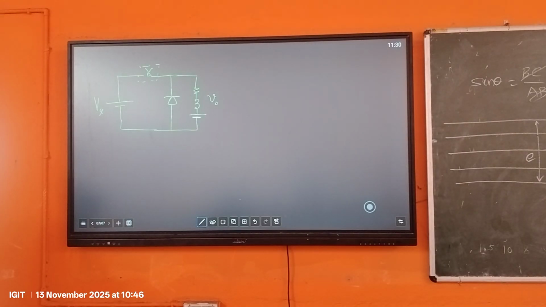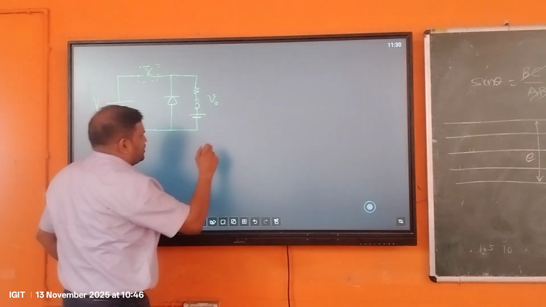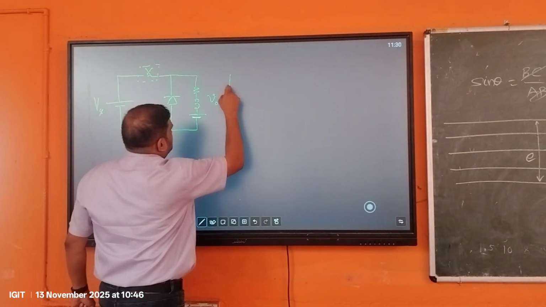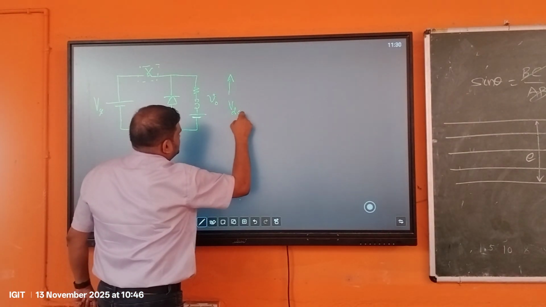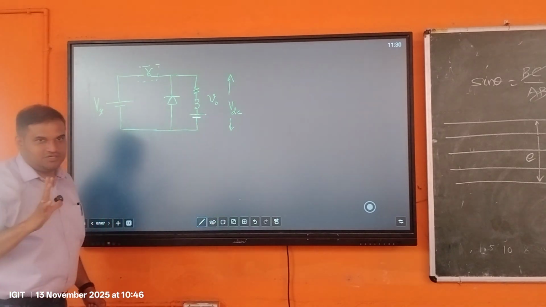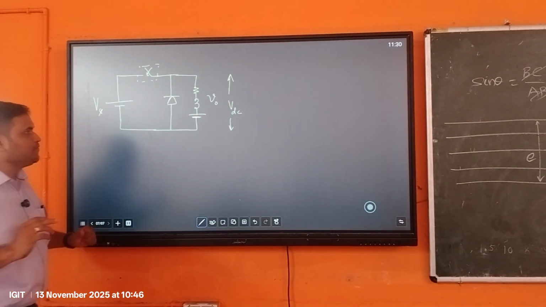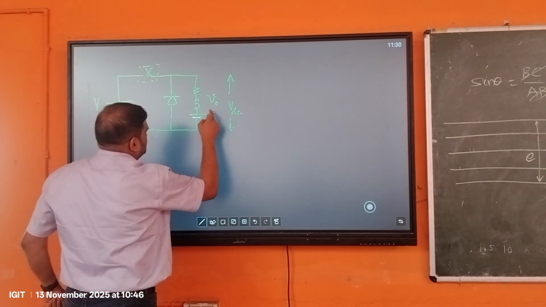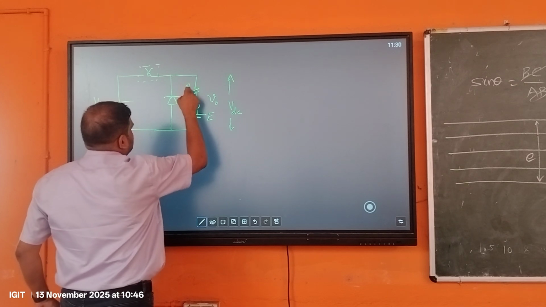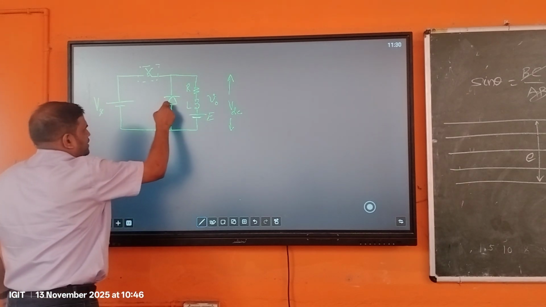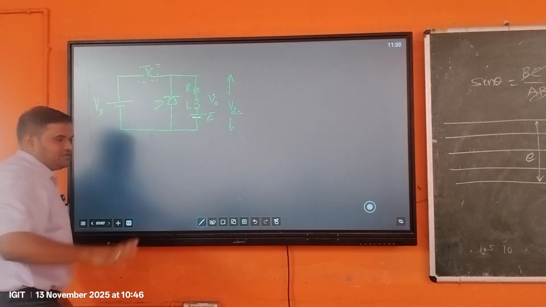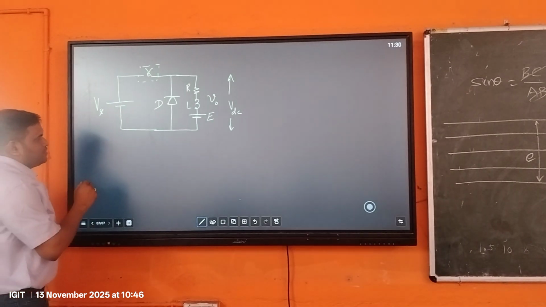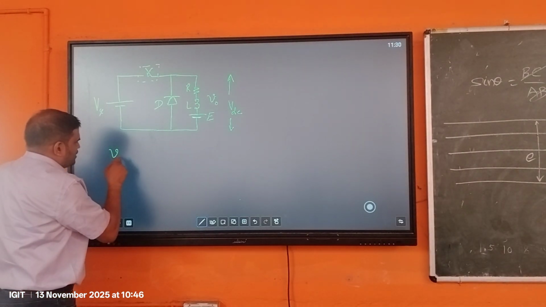It is a unidirectional voltage, but it is changing. But when we write VDC, VDC is the DC voltage. That is not changing, it is a fixed value. And this is E, this is L, and that one is R. And this diode is D, right? Okay. So what is the output voltage?